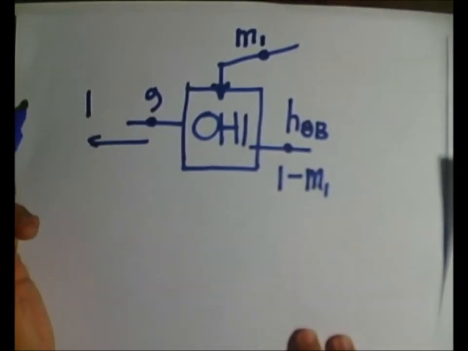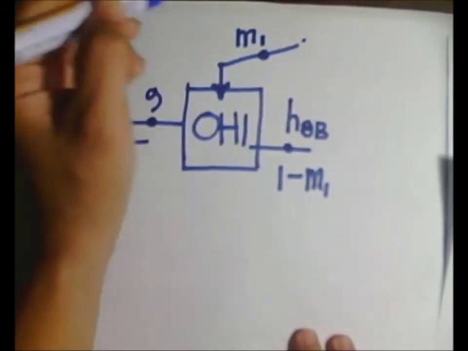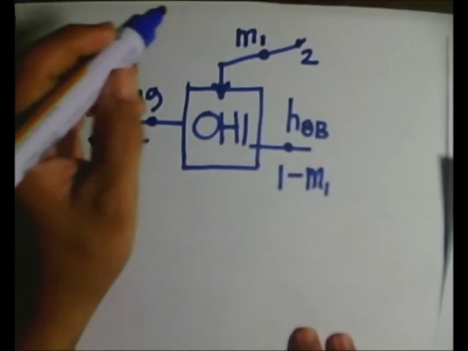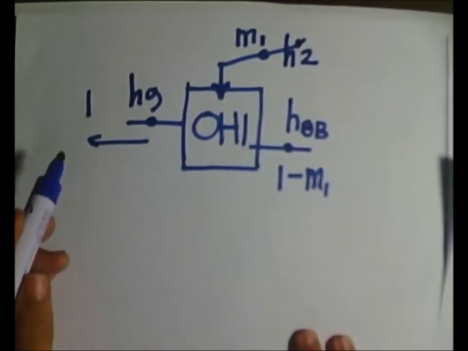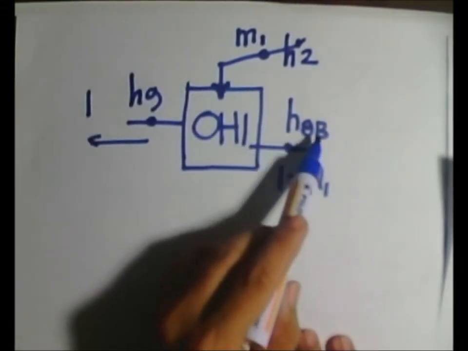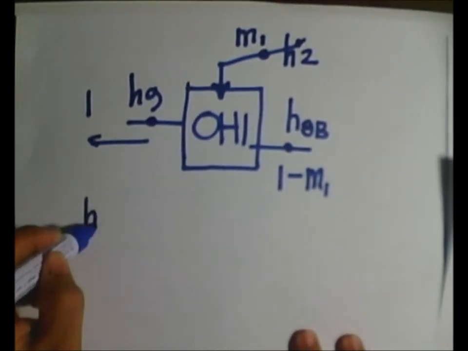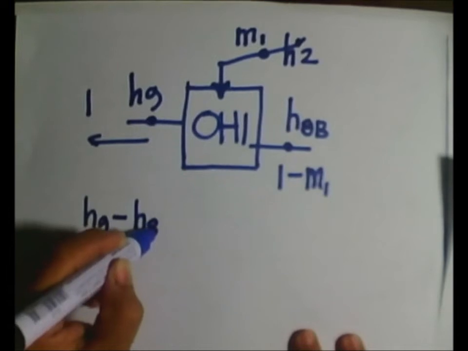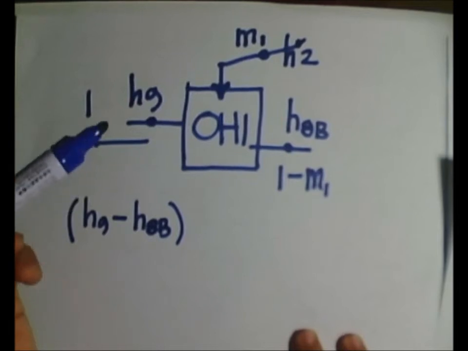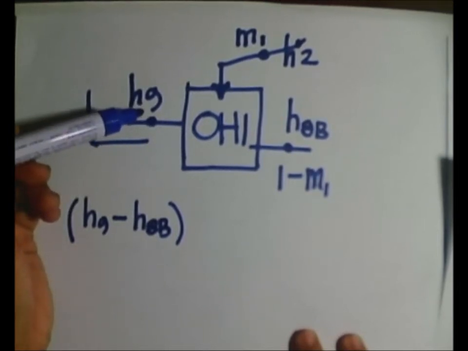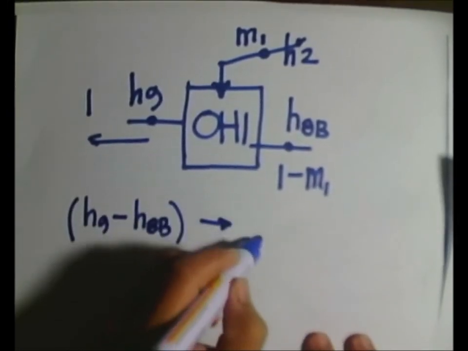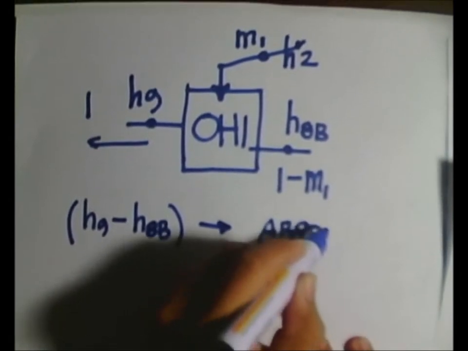So we would like to agree on some things here. This would be H9 and this would be your H2. And take note that this H9 minus H8B is actually the energy that is actually absorbed by our saturated liquid. So you think of this one as what is being absorbed.